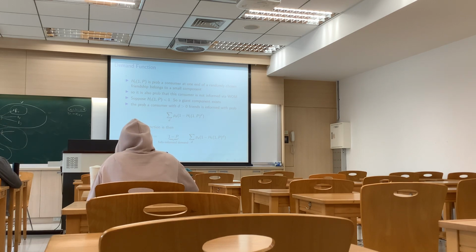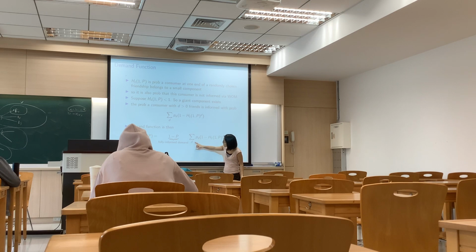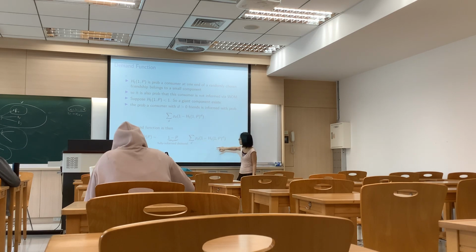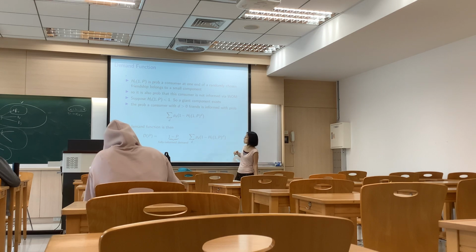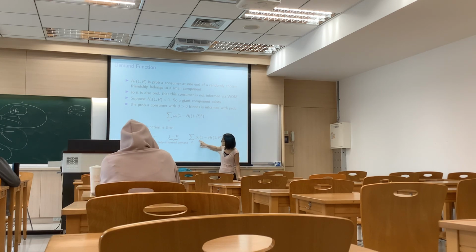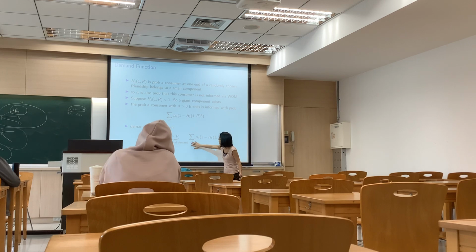When is I informed? I is informed as long as at least one of I's friends is informed. So the probability that I is not informed is the probability that none of I's friends is informed. So the probability that I is informed is 1 minus the probability that none of I's friends is informed. If I has D friends, this is the probability that I has D friends, and this is the probability that none of I's friends is informed. You sum that over all possible numbers of friends I has. So this is the probability that I is informed.